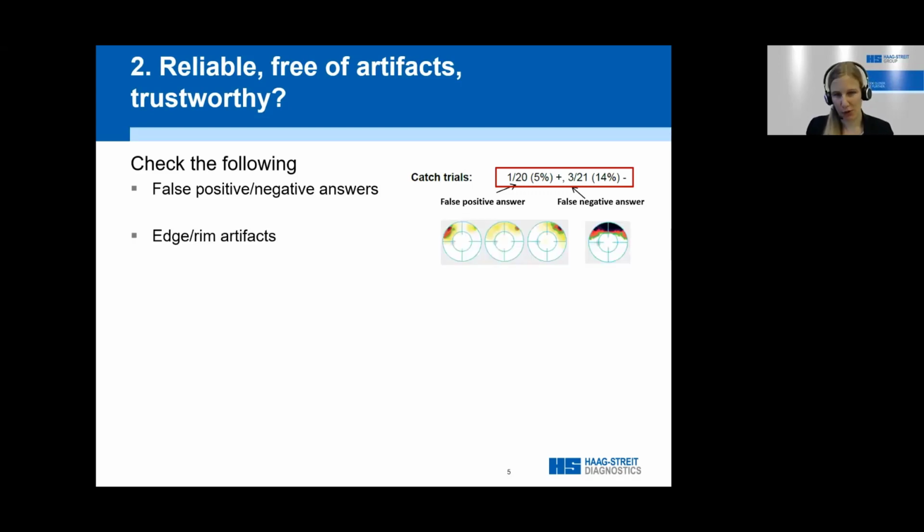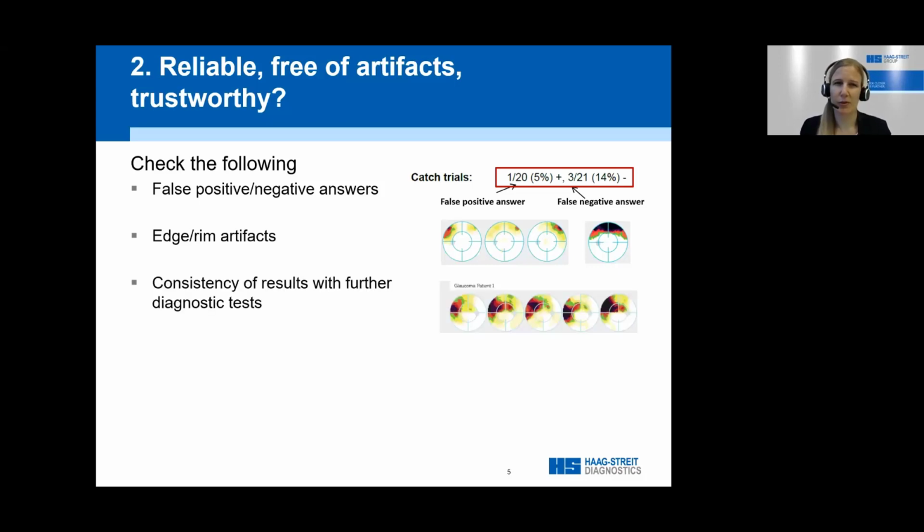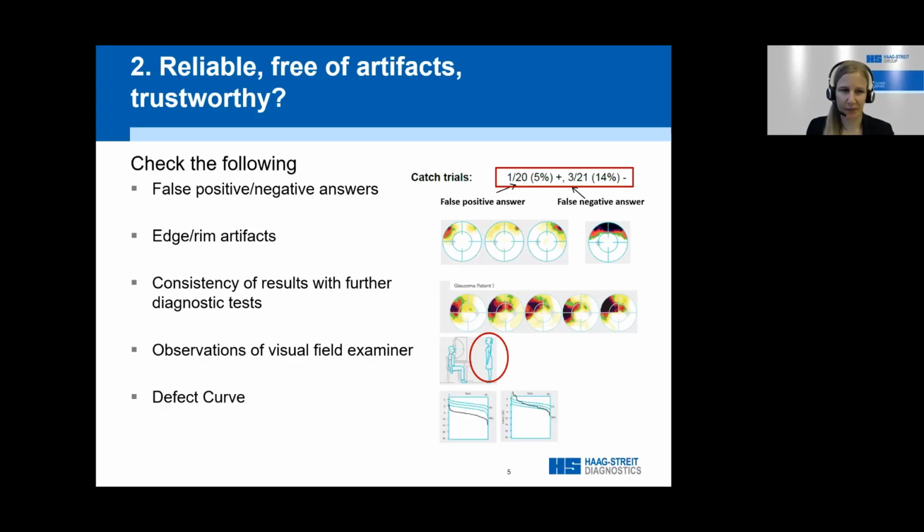And there are so many more clues. For example, really watch out for edge and rim artifacts, and lid artifacts. See a couple of examples here, these really dark edges, because they may be purely artifactual. Here's one I find really important that's not always paid much attention to: the consistency with other diagnostic tests. I'll get to that in a minute. Observations of the visual field examiner can be really helpful. If a patient is fidgeting around during the test, blinking 200 times, most likely the patient is not comfortable, and that's going to show in the test. And last but not least, the defect curve, which I'll get to later, can also give you clues about reliability.